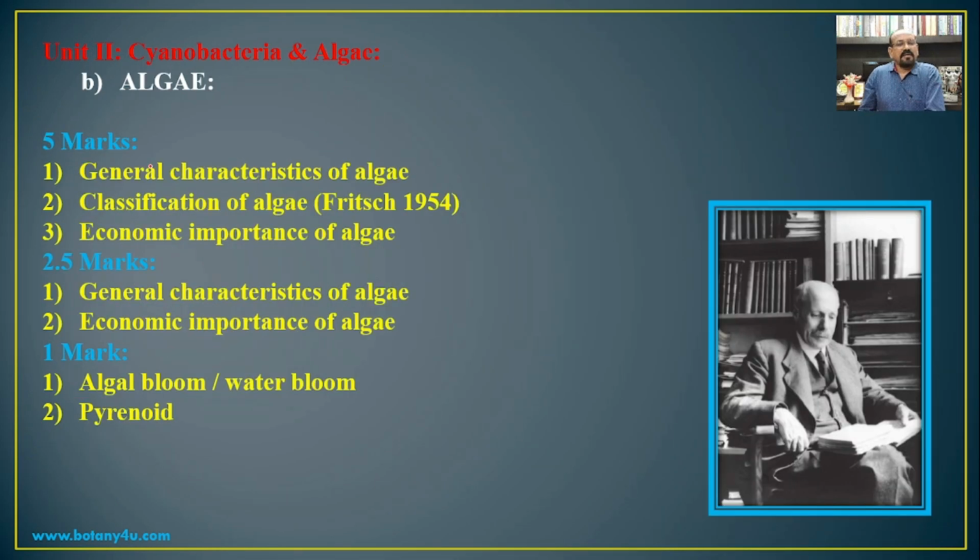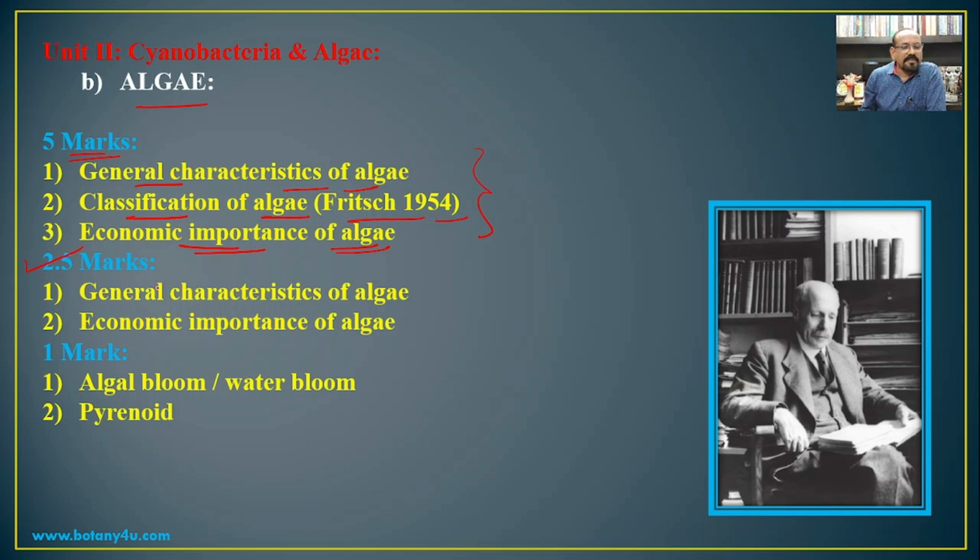The second topic is algae, and on algae there are typical 5 mark questions, that is, general characteristics of the algae. Several times this question is asked in the university examination. Then economic importance of the algae is also asked several times in the university examinations. And sometimes the classification of algae provided by Fritsch in 1954 is also asked for 5 marks. So these are the 3 different types of questions from algae asked for 5 marks.